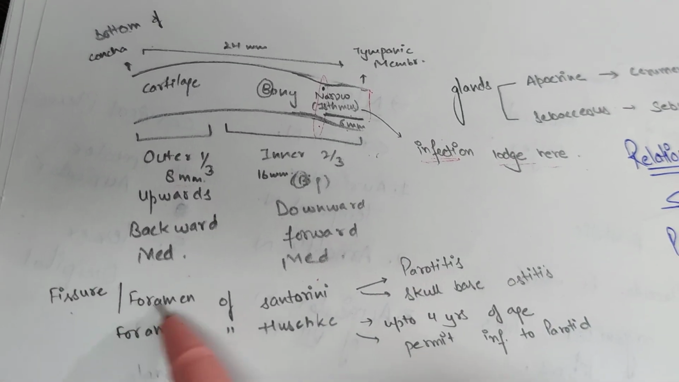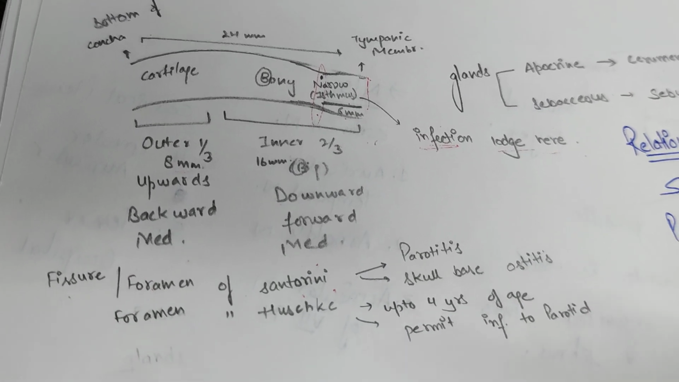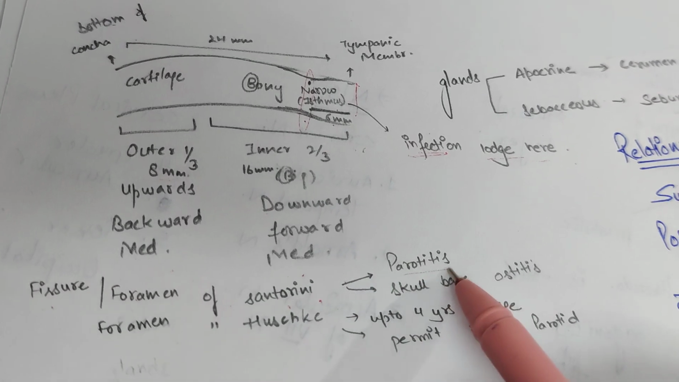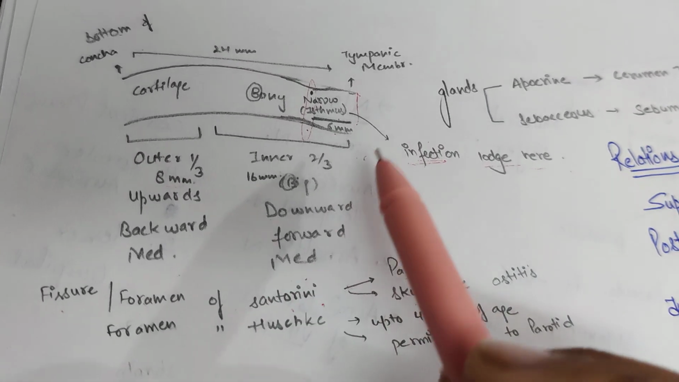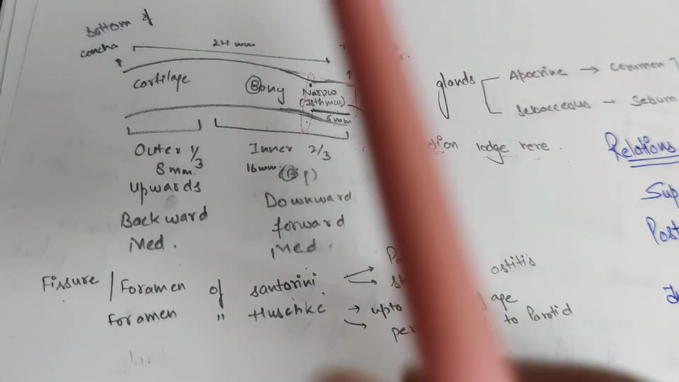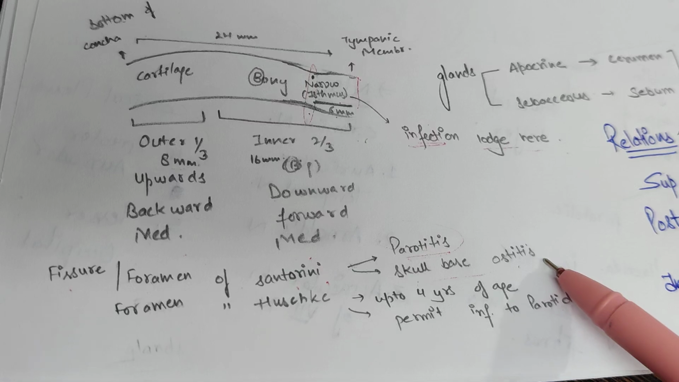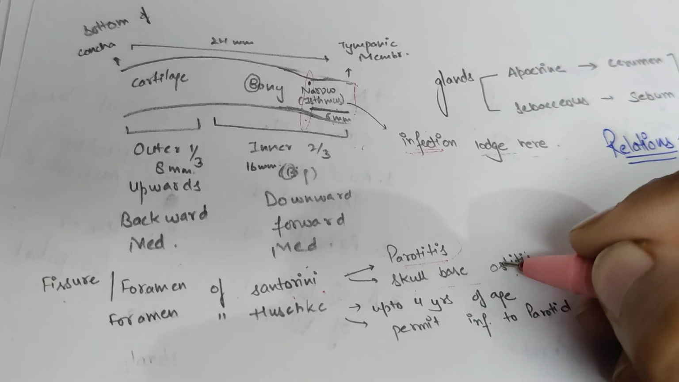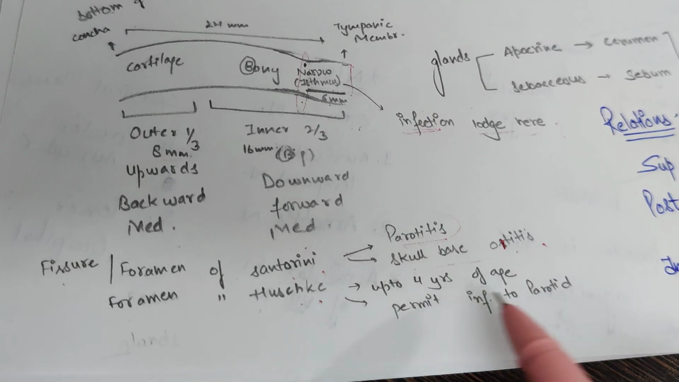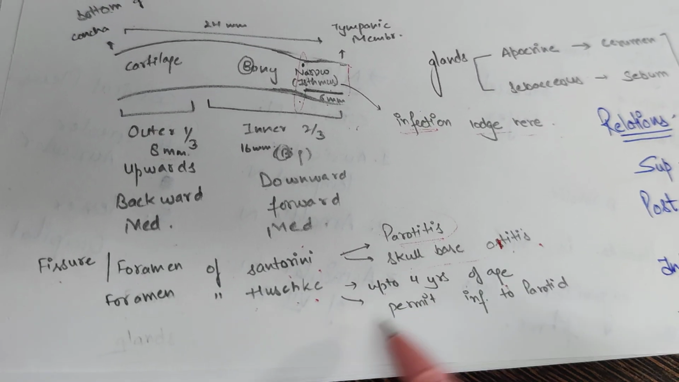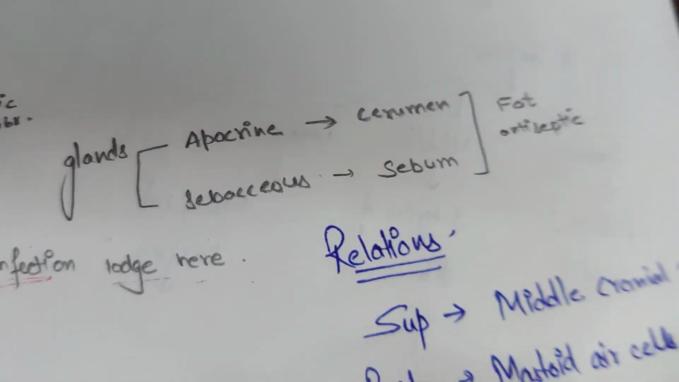First one is the fissure or foramen of Santorini. It is the depression or fossa or foramen which connects to the parotid gland or skull bone. Therefore, infection of the external ear, that is otitis externa, leads to parotitis and skull base otitis. And second is the foramen of Huschke. It is seen up to 4 years of age and permits infection to the parotid. Again the same pathology.